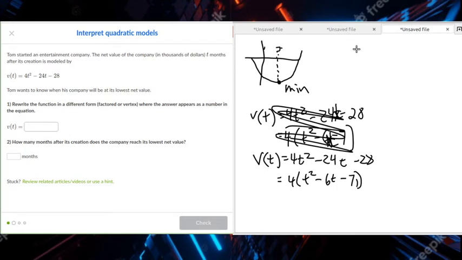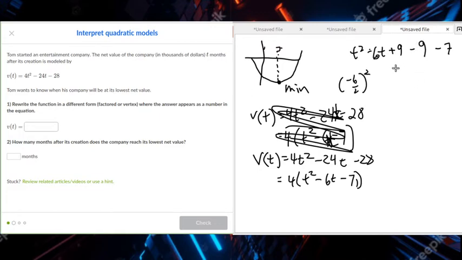If we're going to complete the square, I need t squared minus 6t plus something, and over here I have a minus 7. So 6t, this is my b value. I'm going to have to take half my b value, which is negative 6 over 2, and then square that. So that's negative 3 squared, which is 9. I'm going to add 9 here, and then subtract 9, so I get 0.